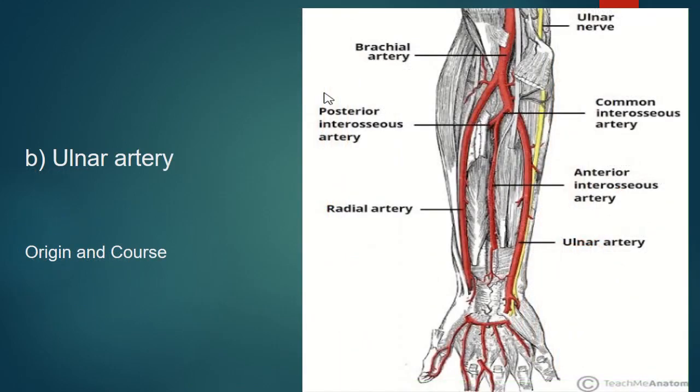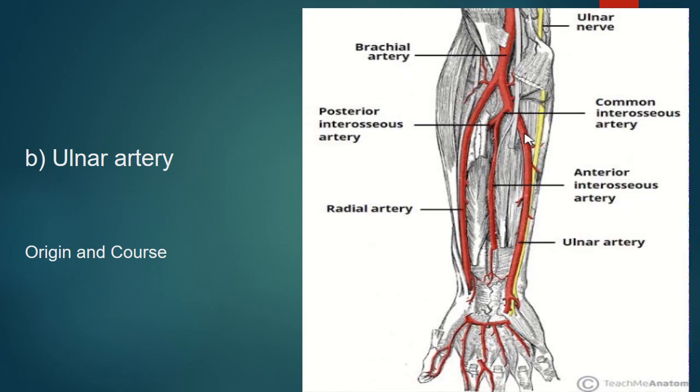Now the second artery of the forearm is the ulnar artery. The ulnar artery is the larger terminal branch of the brachial artery that begins in the cubital fossa. As you can see in this image, this is the brachial artery, which is dividing into two branches at the lower end of the cubital fossa. This one is the ulnar artery, the larger terminal branch of the brachial artery.